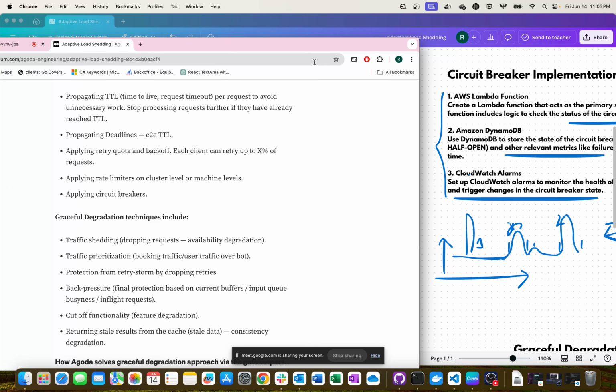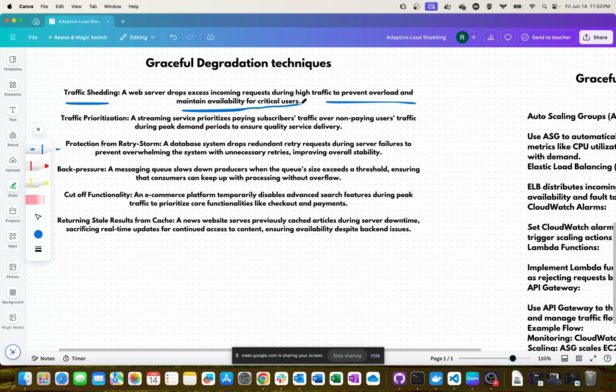So I think this should be very clear to you guys. And then we have graceful degradation techniques. There are 5 techniques, but I wanted to explain this very clearly, so I have actually written this. There are 5 examples. What is traffic shedding? A web server drops excessive incoming requests during high traffic to prevent overload and maintain availability for critical users, the more important users. That's why it drops less important traffic, which is prioritization.